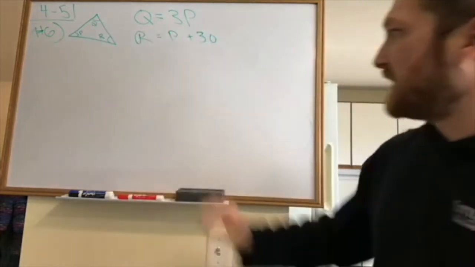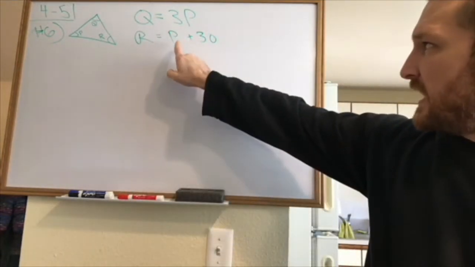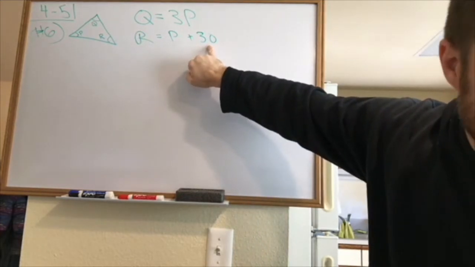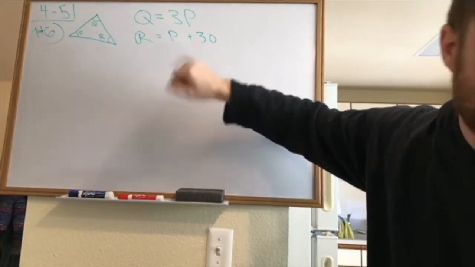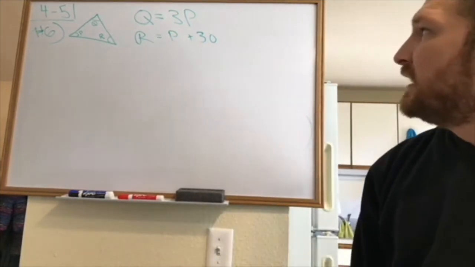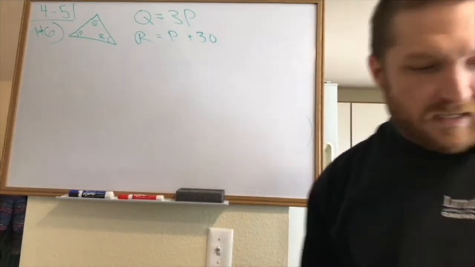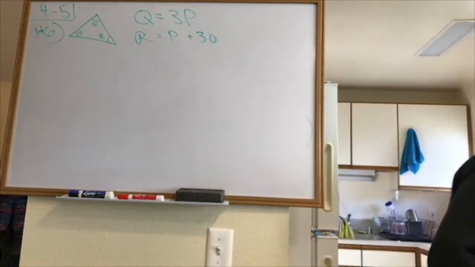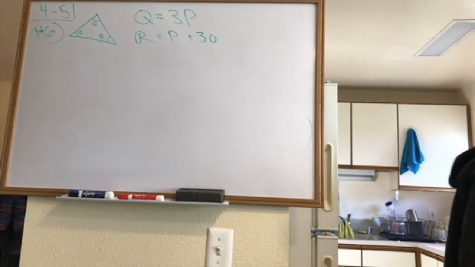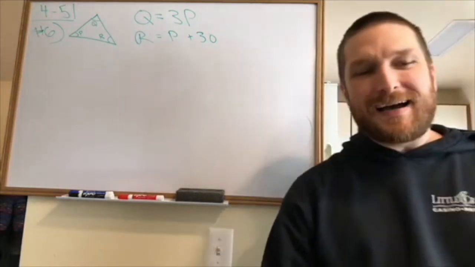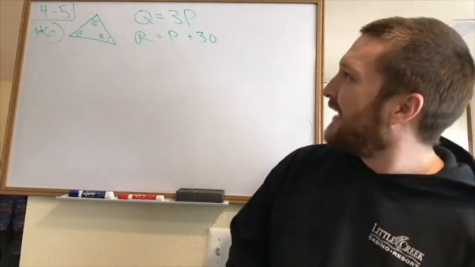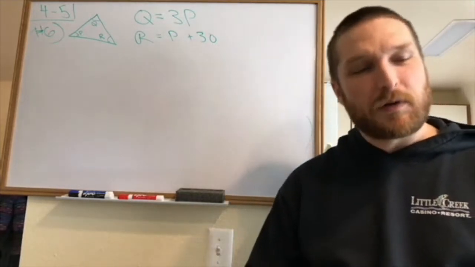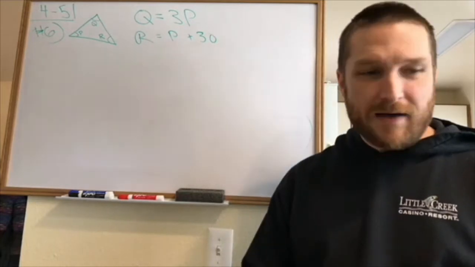Now I'm going to stop and say, wait a second. So that means that R is 30 bigger than P. Is that what they said? R is 30 greater than the measure of angle P. Perfect. Yes, exactly. And that's all they give me. How many unknowns do I have? 3. How many equations do I need? 3. How many equations do I have? 2. So I need one more equation. And they don't bother to give it to me.